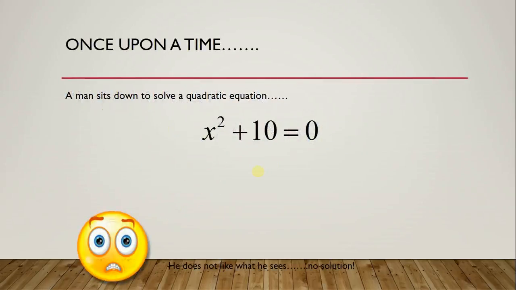So, once upon a time, a man sat down to solve a quadratic equation. It looked like x squared plus 10 equals 0. Now, you guys probably would know how to solve this, right? You'd subtract 10. You get x squared equals negative 10, and you would square root both sides because x squared and square root cancel each other out. But you can't take the square root of a negative 10. And he freezes and he goes, oh, what do I do? There's no solution to this answer. What am I supposed to do?